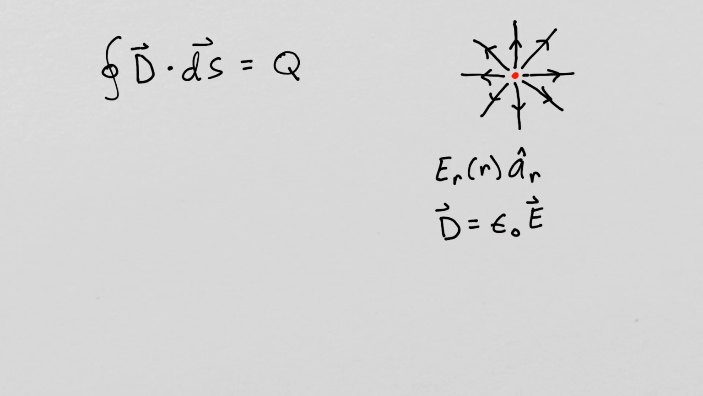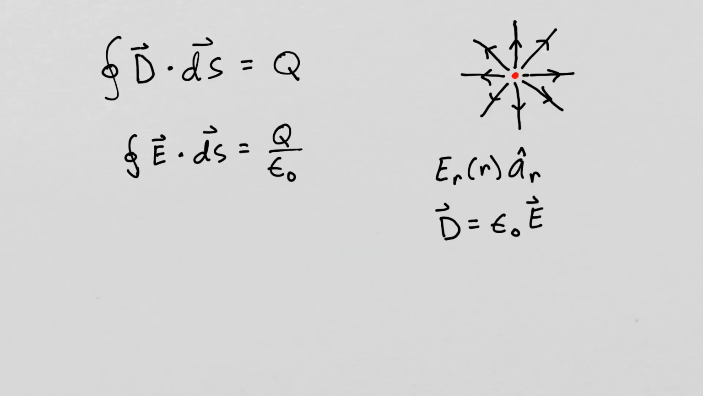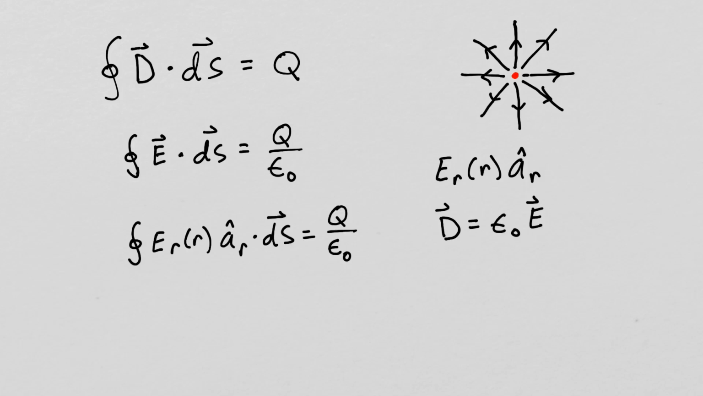So an alternative way to write Gauss's law is as the integral of E dot dS over a closed surface is equal to the charge enclosed divided by the permittivity of free space. Now let's substitute our form for the electric field intensity for our point charge Q at the origin. And now we'll choose a Gaussian surface that is a sphere centered on the origin so that the electric field intensity is constant everywhere on the surface of that sphere.